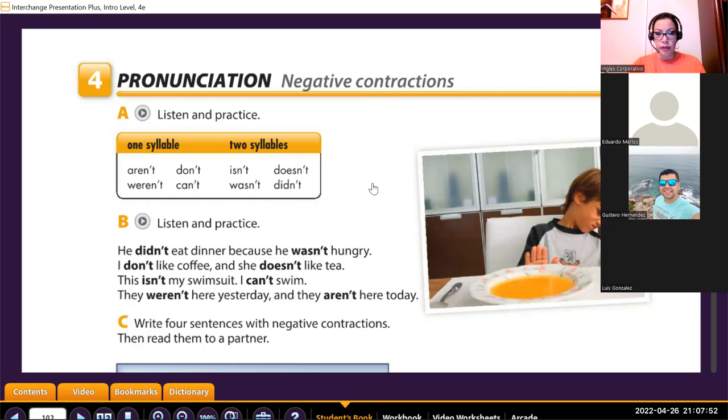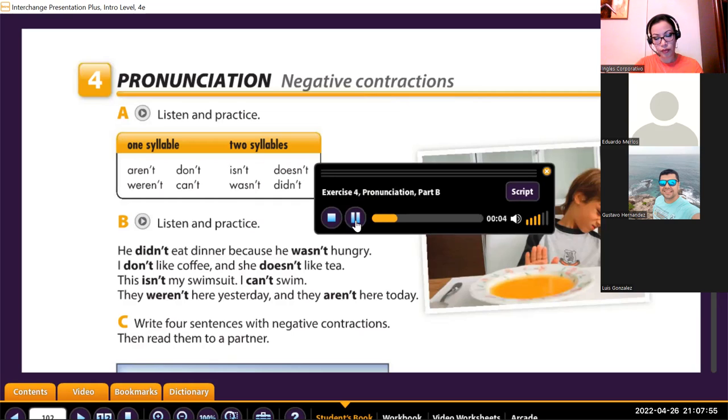Page 102, Exercise 4, Part B. Listen and practice. He didn't eat dinner because he wasn't hungry. I don't like coffee, and she doesn't like tea. This isn't my swimsuit. I can't swim. They weren't here yesterday, and they aren't here today.